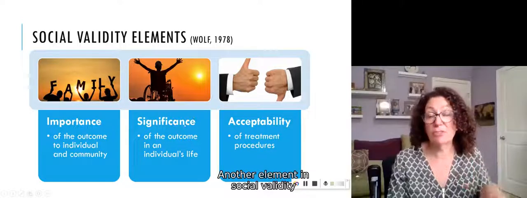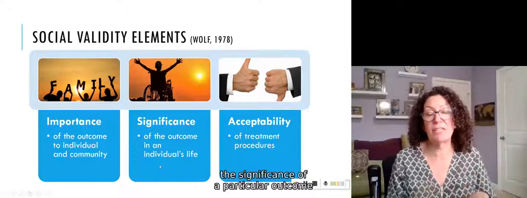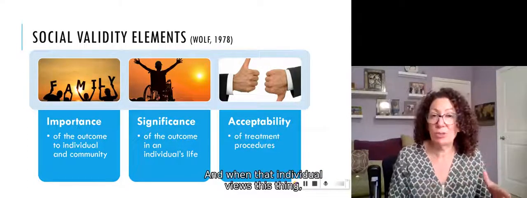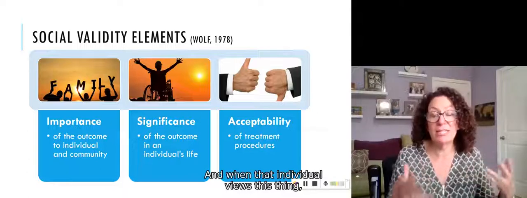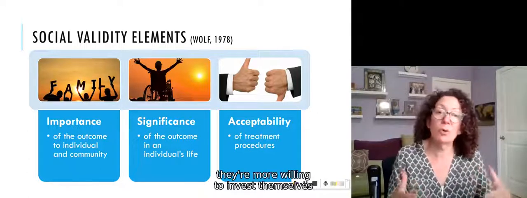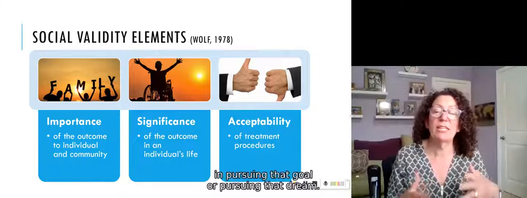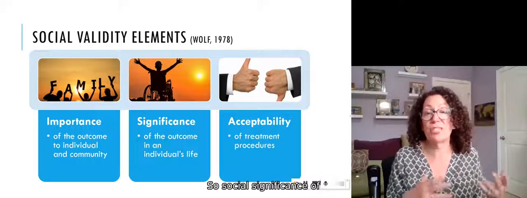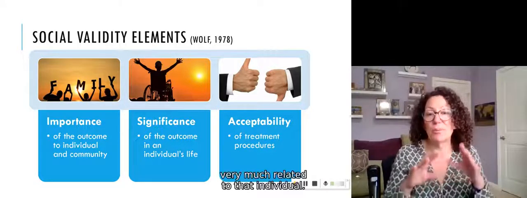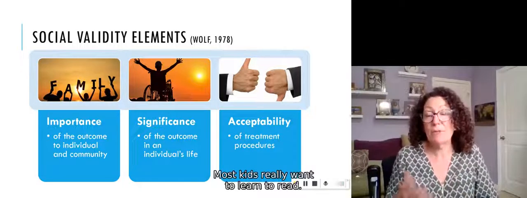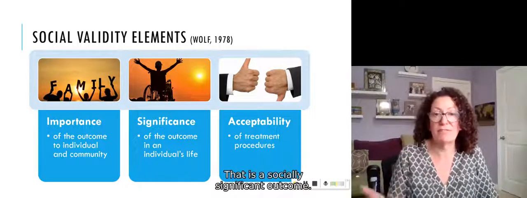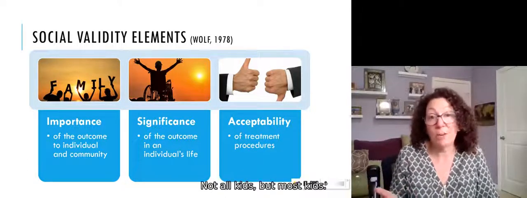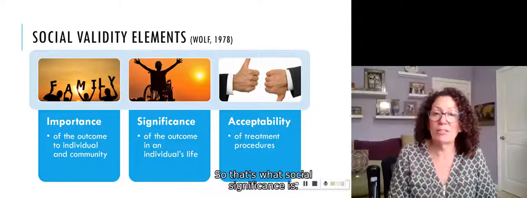Another element in social validity that's really important is the significance of a particular outcome in an individual's life. When that individual views this change as important, they're more willing to invest themselves in pursuing that goal or pursuing that dream. So social significance of that outcome is really very much related to that individual. Most kids really want to learn to read. That is a socially significant outcome, and so most kids will pursue that goal. Not all kids, but most kids. So that's what social significance is.